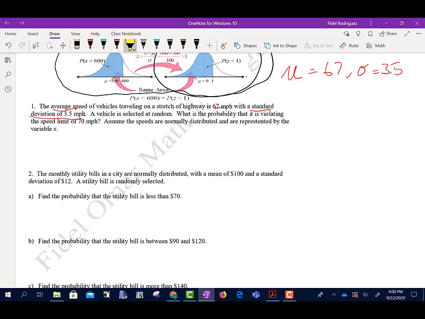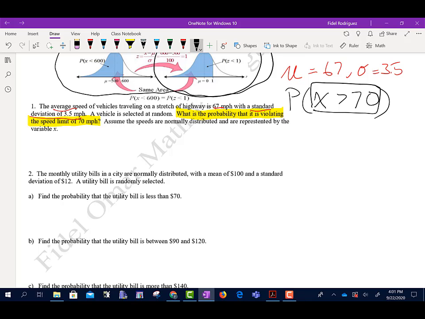The question here is asking, what is the probability that it is violating the speed limit of 70 miles an hour? If we pick a vehicle, we're trying to figure out the probability that it's violating the speed limit of 70. Wouldn't that mean that the speed of the car would have to be greater than 70, because that's what it means to be violating the speed limit? So what we're going to do is convert our x value of 70 to a z value.